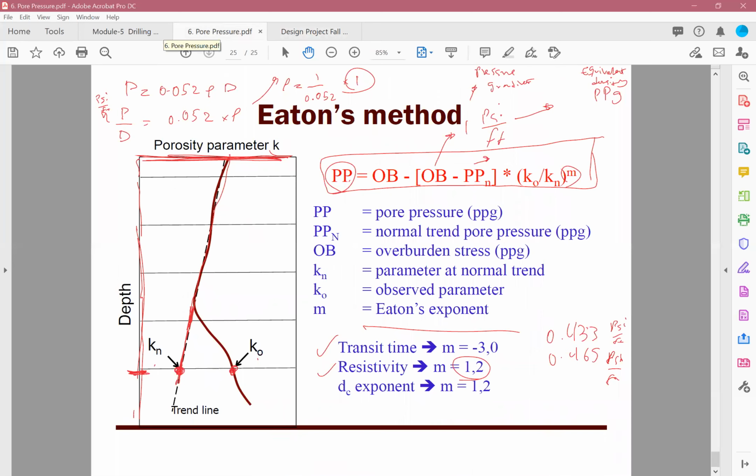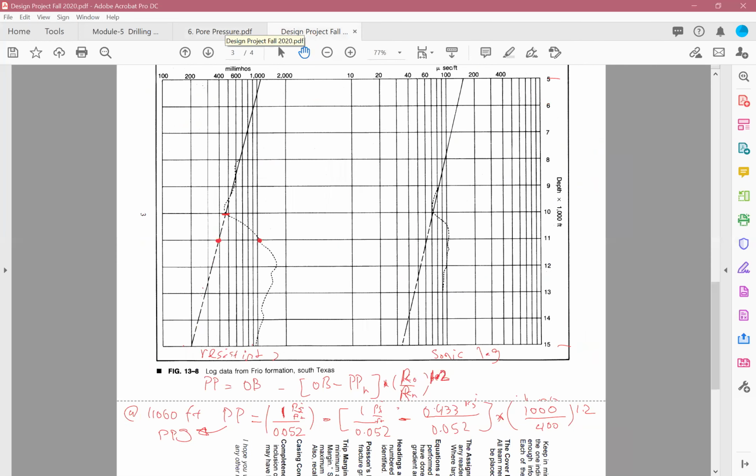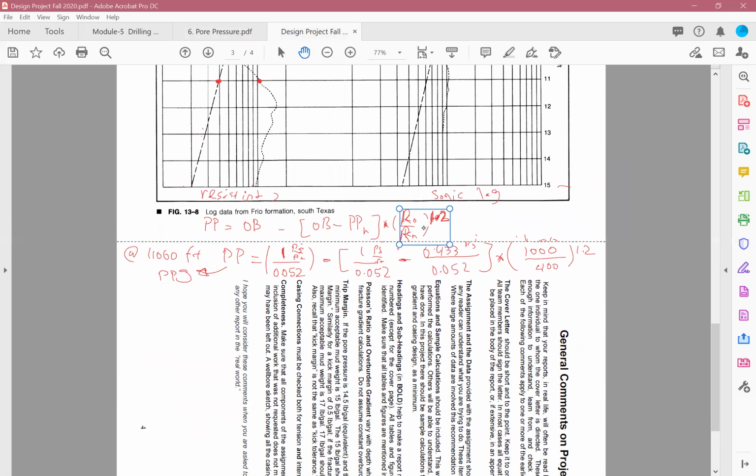I believe something is not correct here, and it should probably be this power. I think this power should be minus 1.2. Yeah, so the power here for resistivity is minus 1.2, not 1.2. So this needs to be fixed. I'll check the book as well to make sure. But the result of this became 15.6 pounds per gallon.